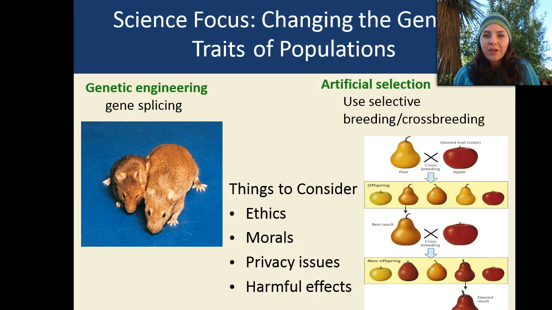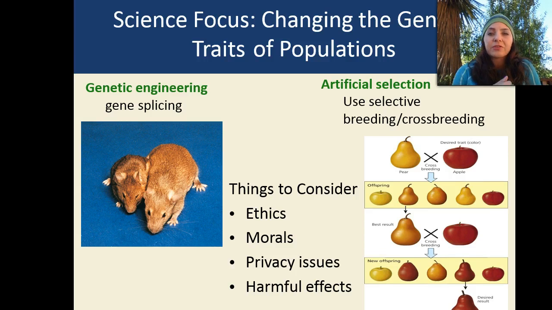So, science in focus. This is something that we kind of talk about whenever we go into evolution, that just because something has evolved doesn't mean that it's evolved naturally. We as humans, because of our really large brains, can actually change the genetic traits of populations through artificial selection. So artificial selection is when we use selective breeding or crossbreeding.